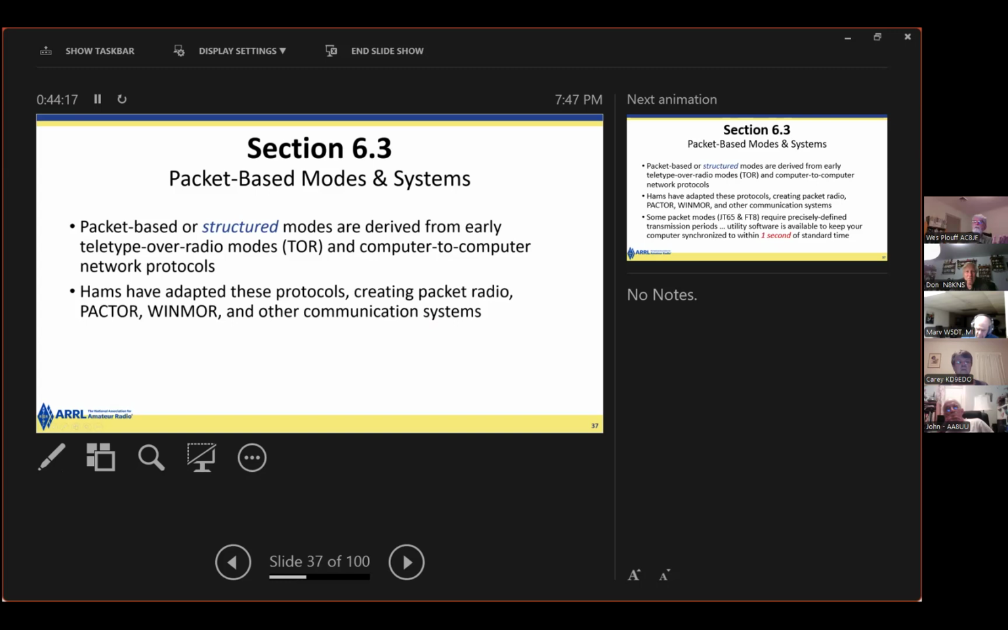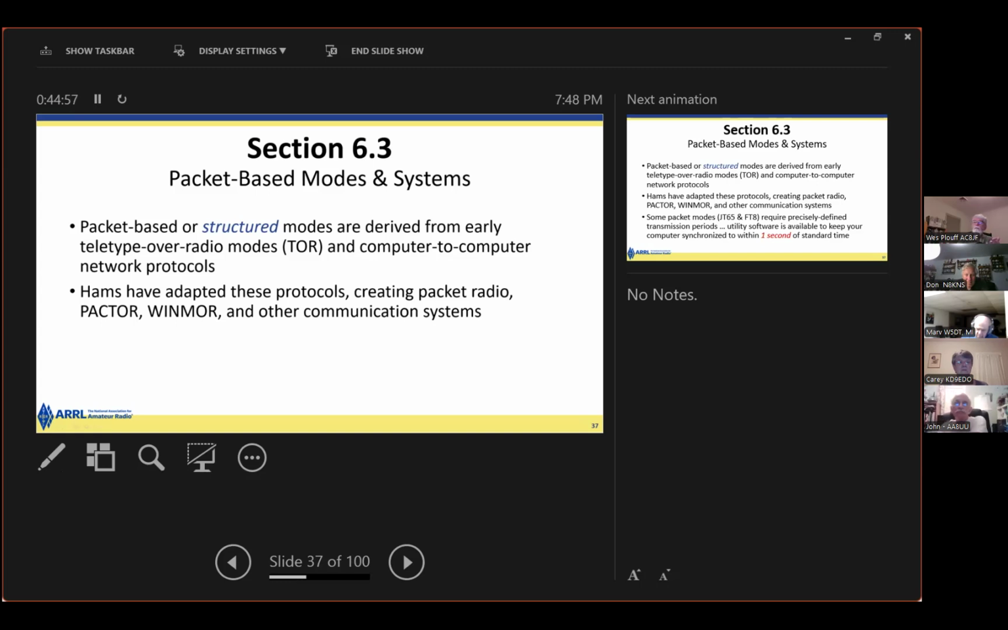So what you get here is additional data sent besides the information that you're trying to communicate with the person at the other end. Hams have adapted computer protocols to create packet radio, Pactor, Winmor, and other communication systems. This stuff goes back, I think, to about the 1980s. In other words, it follows the rise of computer networking by just a few years.